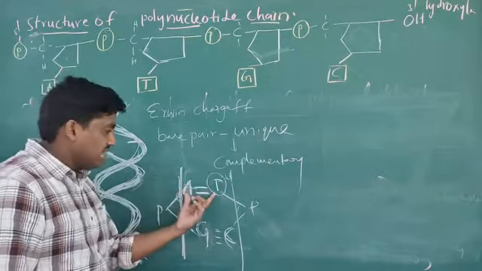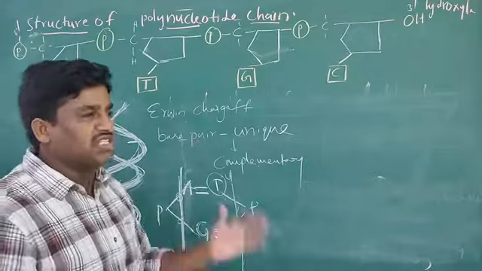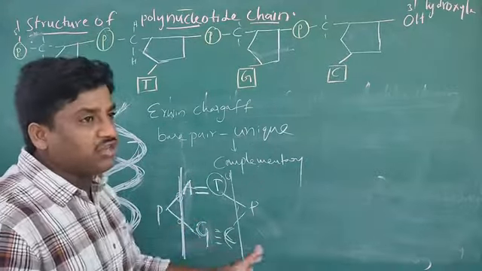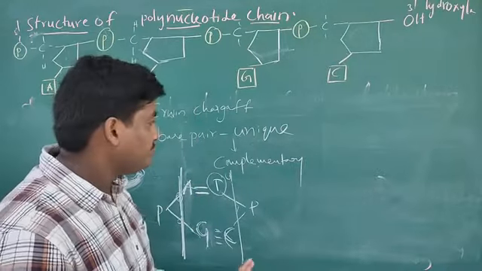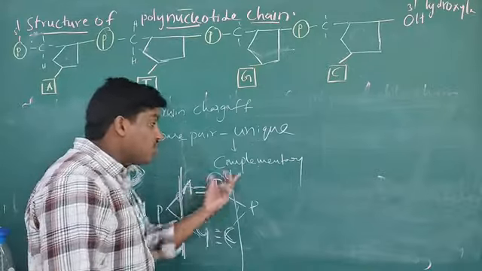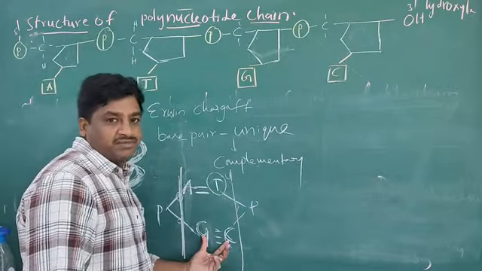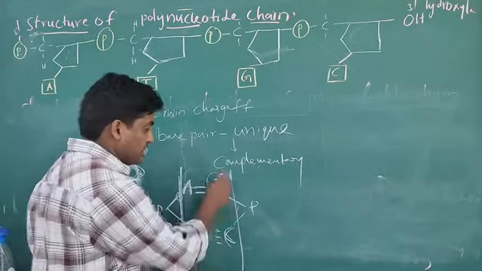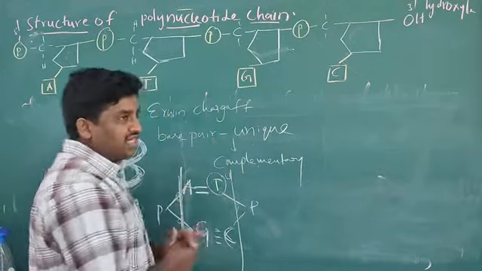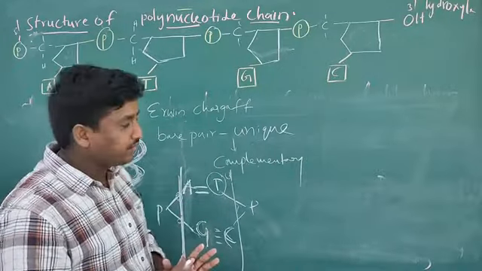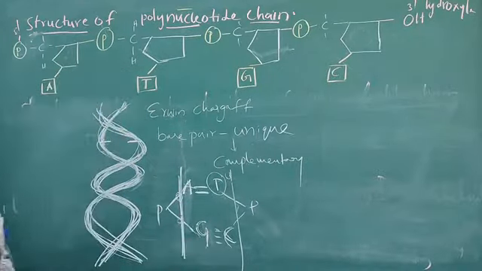Adenine is always bonded with thymine. This is unique. And guanine is always bonded with cytosine. That is unique. Such a formation we call complementary: adenine bonded with thymine, guanine bonded with cytosine, complementary to each other. That pairing we call complementarity. That's it. Okay. Next.